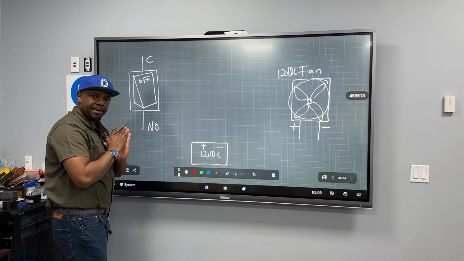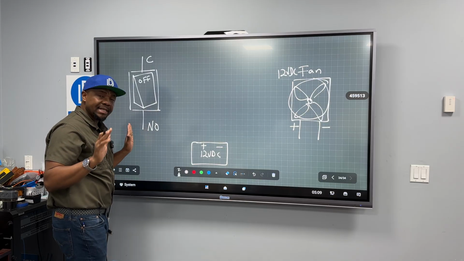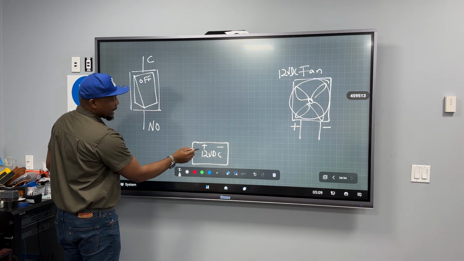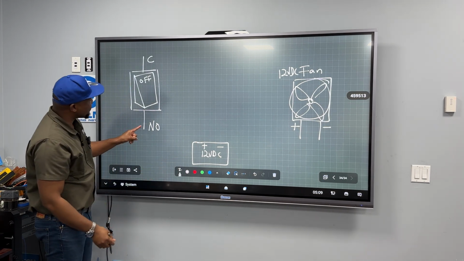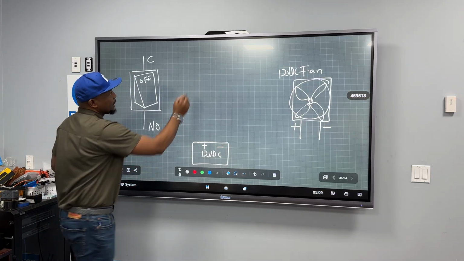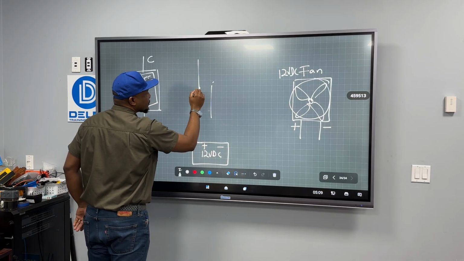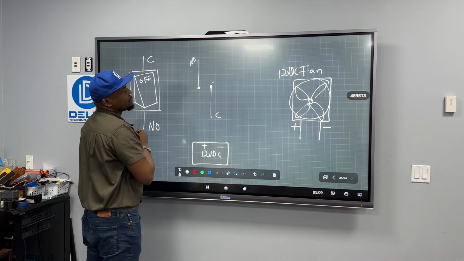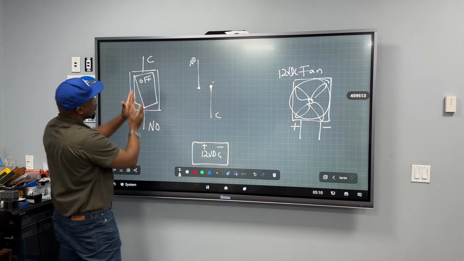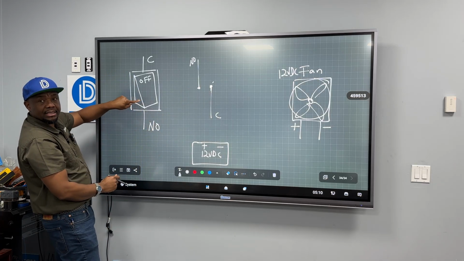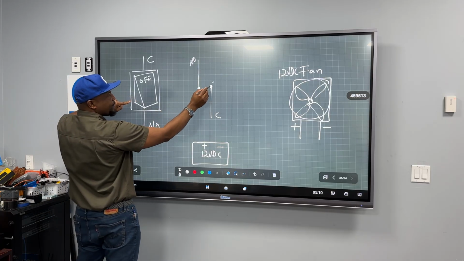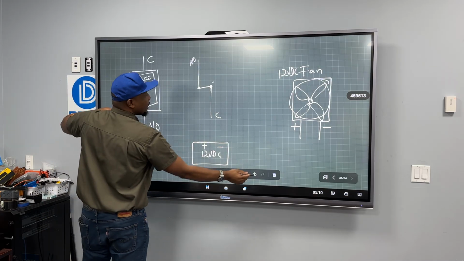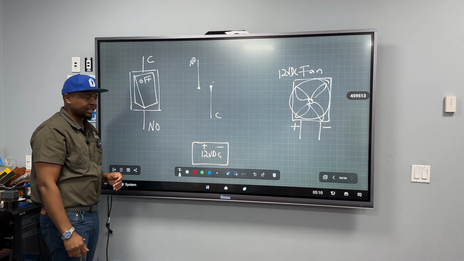So this is the most basic way that we can do it. I take this positive. There are two ways you can do it. Remember, this is just a switch like this. That's how it looks. Common, normally open, so there's a break. That is what this thing represents. When I press this button, it's going to force this to touch that. And when I push it back up, it's going to break it. That's pretty much what it is.